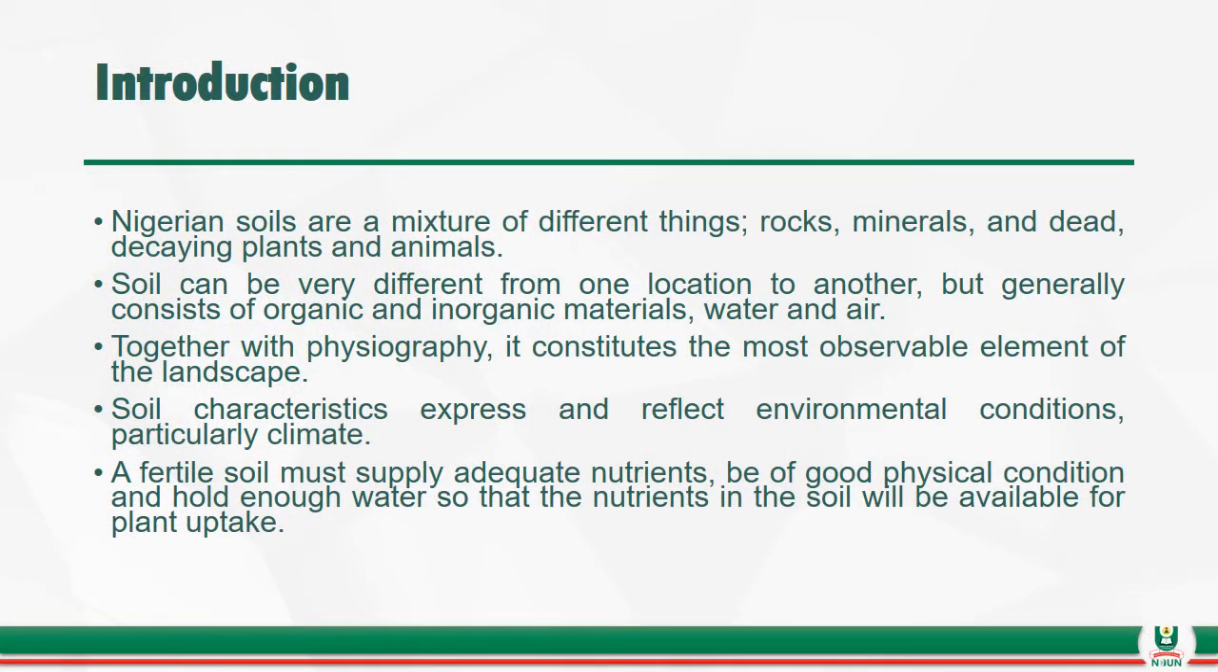Nigerian soils are a mixture of different things, and they include rocks, minerals, and dead, decaying plants and animals. So soil can be very different from one location to another, but generally they consist of organic and inorganic material, also with water and air. Together with physiography, it constitutes the most observable elements of the landscape. Soil characteristics express and reflect environmental conditions, especially climate.